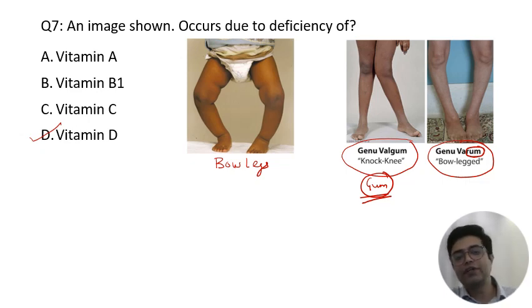Sometimes a combination of the two can also be seen, which can produce the so-called windswept deformity. So windswept deformity can occur in hands in rheumatoid arthritis, and in rickets they can involve the lower limbs also. But more common manifestation are the bow legs.